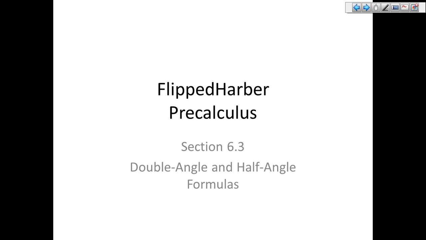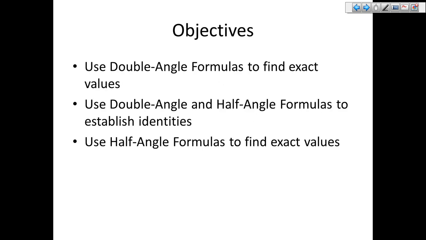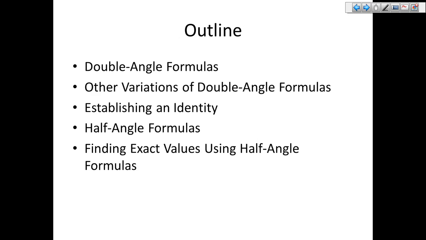Half angle formulas. The objectives for this lesson are to use double angle formulas to find exact values, use double angle and half angle formulas to establish identities, and use half angle formulas to find exact values. The outline for this video will start by talking about double angle formulas. We'll talk about some other variations of double angle formulas. We'll use some double angle formulas to establish an identity. Then we'll move on to half angle formulas and find some exact values using half angle formulas.